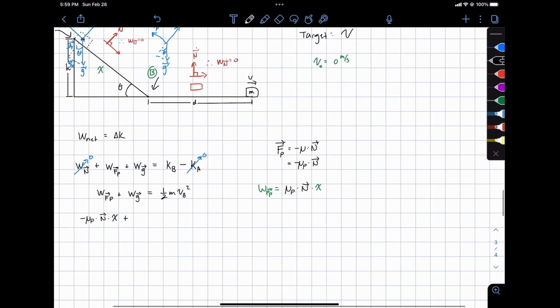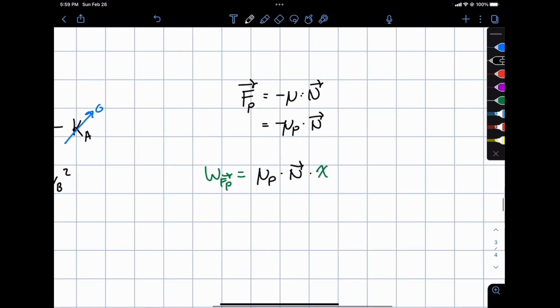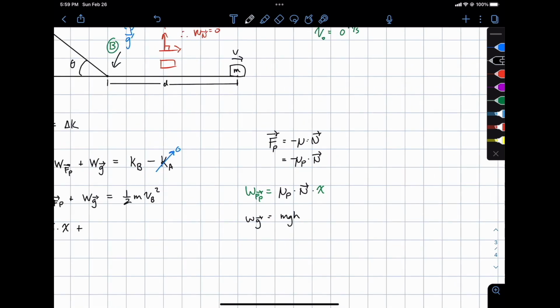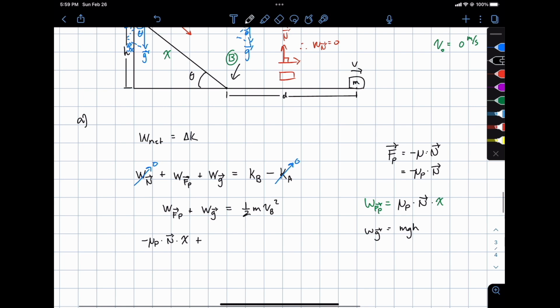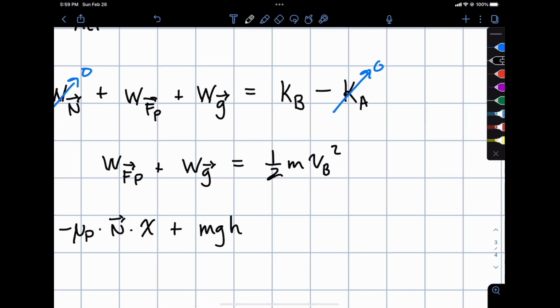the work done by gravity. And work done by gravity is mgh, right? And it's positive. Why? Because gravity is pointing downwards and the direction of motion is also going down. So it's going the same direction. Gravity is going the same direction as the direction we are moving in. So it'll be positive. So positive mgh equals 1/2 mvb squared.